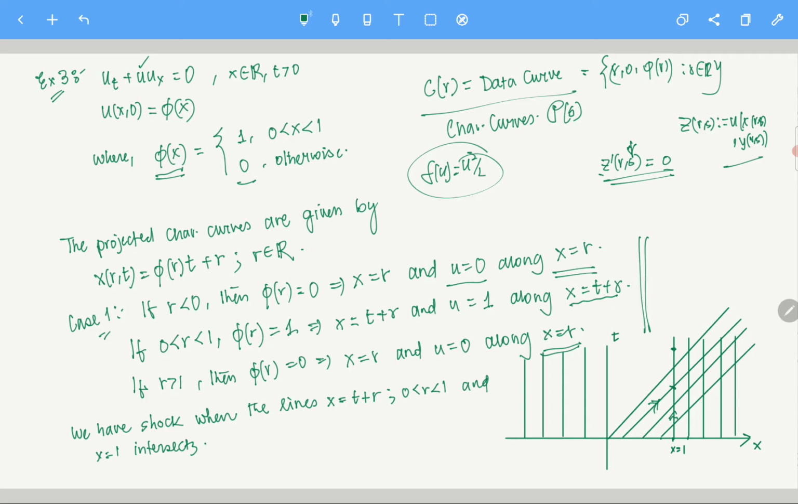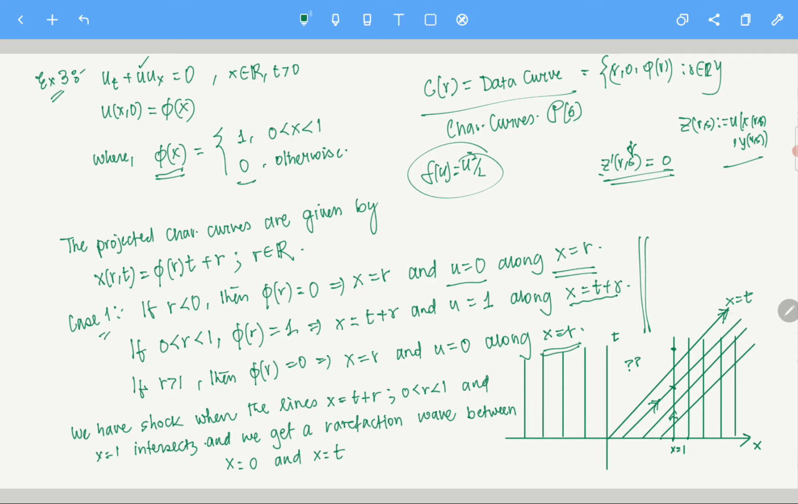Okay, and there is a rarefaction wave also. And where is the rarefaction wave? See this part, rarefaction. Why? Because as you can see, you remember the earlier thing, here we do not have much information. So here we have a blank region, and we get a rarefaction wave, between x equals 0 and x equals t.